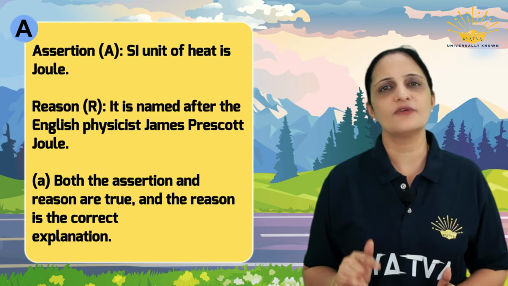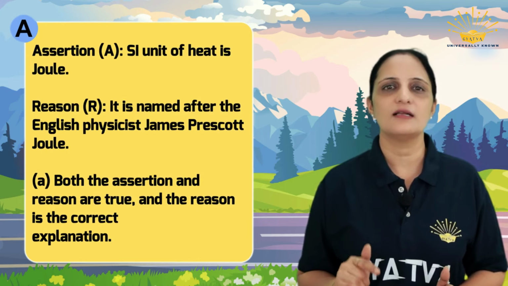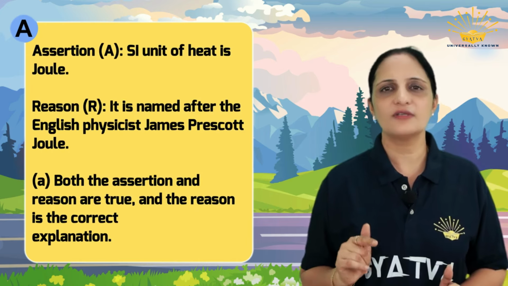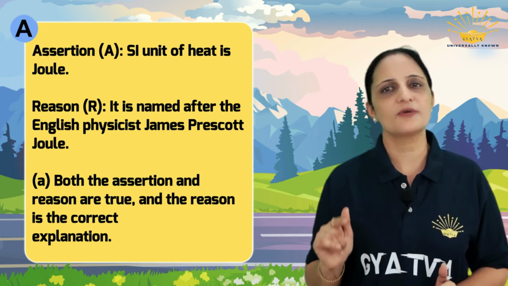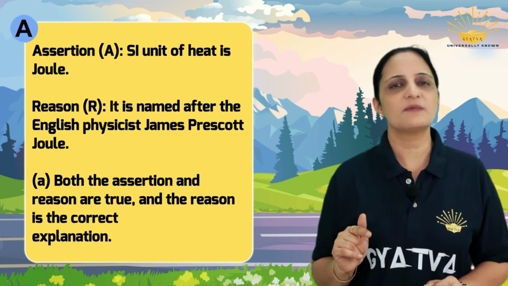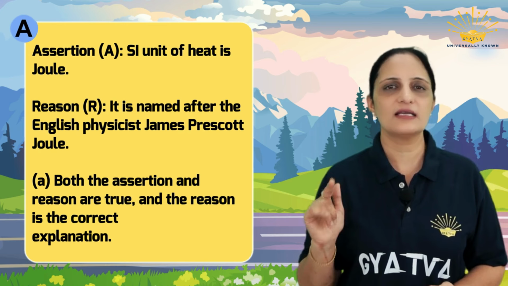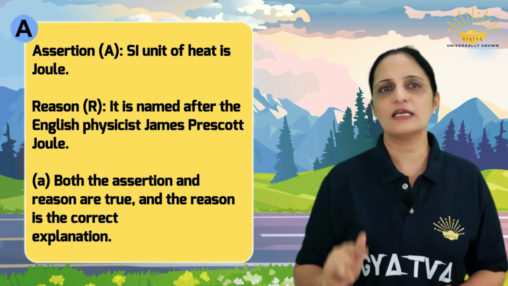Question number 5. Assertion. SI unit of heat is joules. It is correct. Reason. It is named after the English physicist named James Prescott Joule. Both the statements are true and reason is giving the correct explanation. So the option is A.